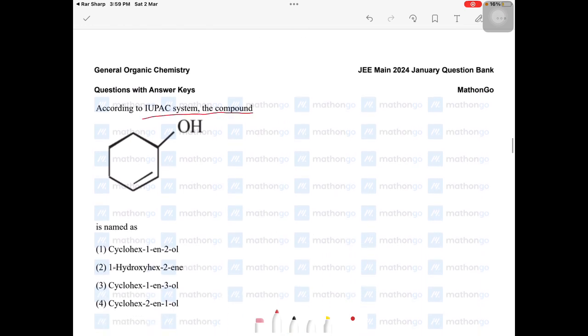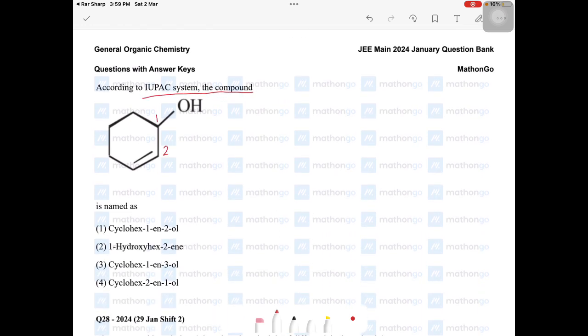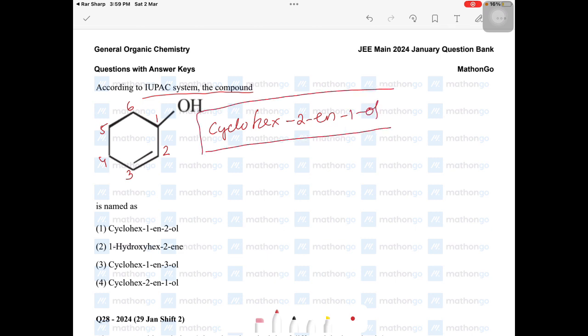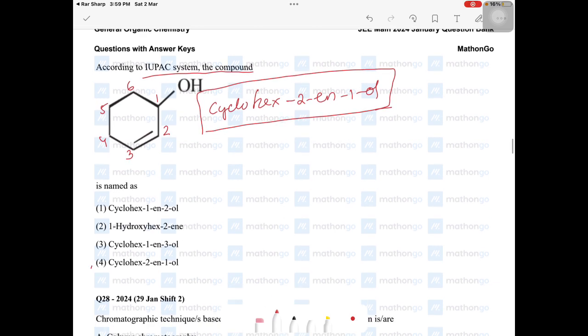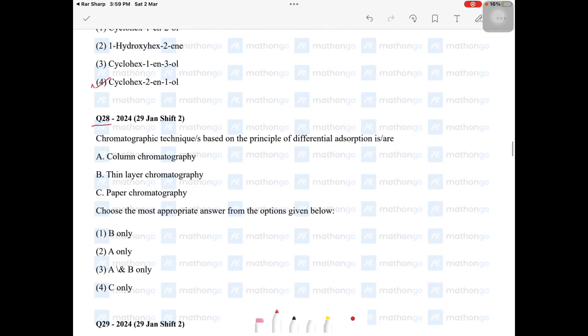Next, 27th question. According to IUPAC system, the compound, it is the first carbon, second, third, fourth, fifth, sixth. Cyclohex, at second carbon double bond, 2-ene, in first carbon OH, 1-ol. So fourth one is right. Cyclohex-2-en-1-ol. 28th question. Chromatographic techniques based on the principle of differential adsorption is column chromatography, thin layer chromatography, no paper chromatography. That's why third option is correct, A and B only.